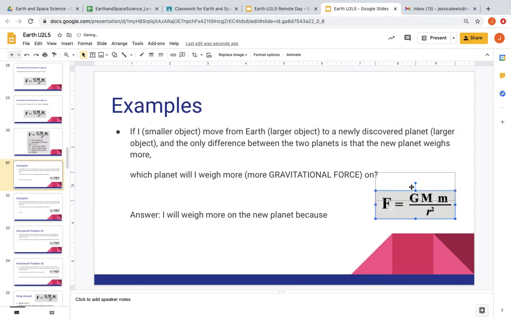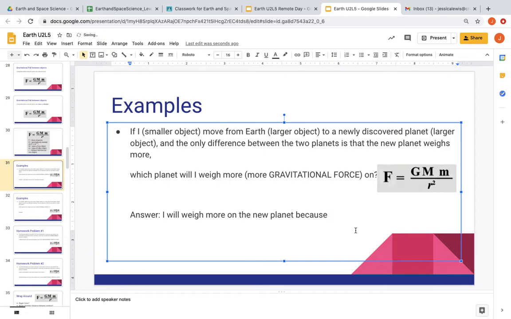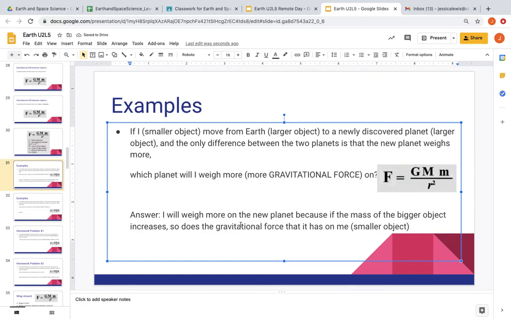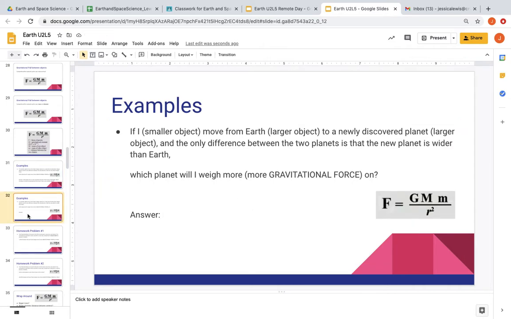because if the mass of the bigger object increases, so does the gravitational force that it has on me, the smaller object. Okay, so that's the answer there. But you have to use your notes and your reasoning from class. There's a why to it as well. Okay, let's look at the next problem.